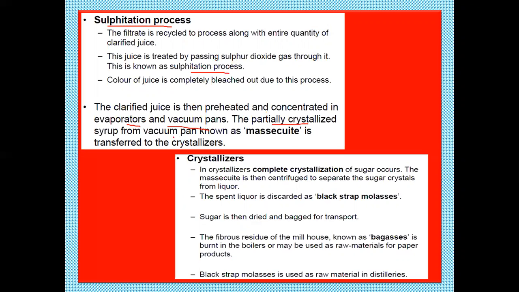The partially crystallized syrup from the vacuum pan, known as massecuite, is transferred to the crystallizers. So ఏం చేస్తున్నాం next?